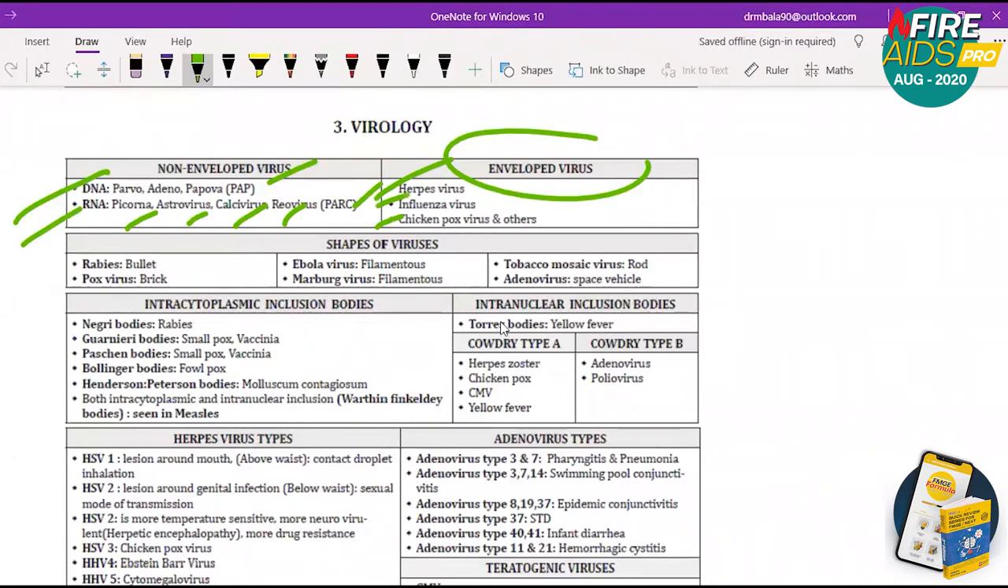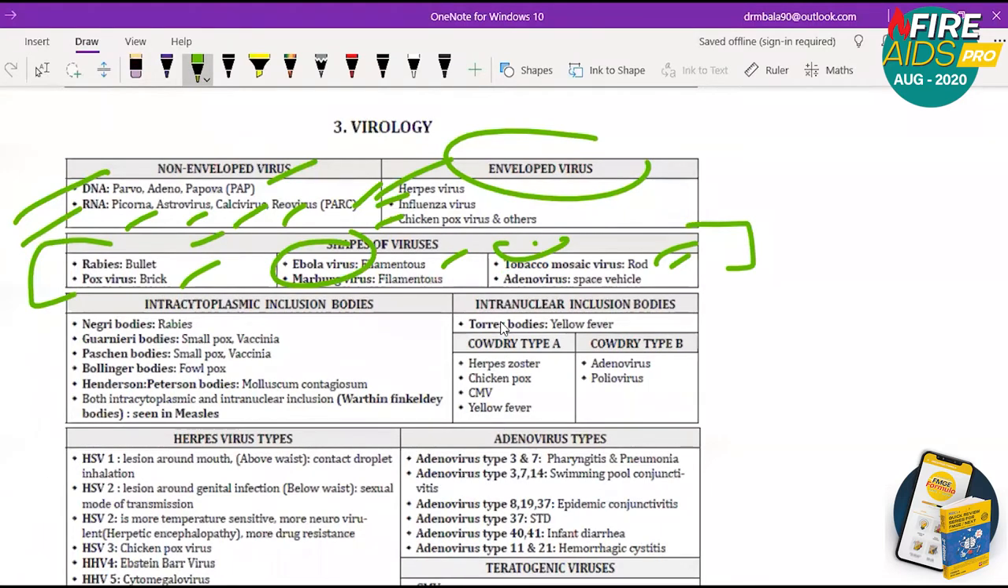Shapes of viruses: we have bullet shaped, that is rabies; brick shaped, that is pox; filamentous, that could be Ebola or Marburg; rod shaped as in tobacco mosaic virus; and space vehicle shaped as in adenovirus. So this is based on the shape.